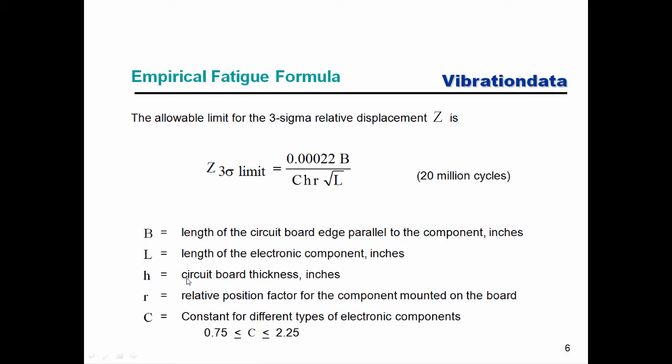Okay. H is the circuit board thickness in inches. R is the relative position factor for the component mounted on the board. And if you're not sure what R should be, set that equal to 1, because that's the maximum value that R can have. C is going to be a constant for different types of electronic piece part components. It can be as low as 0.75 or as high as 2.25.